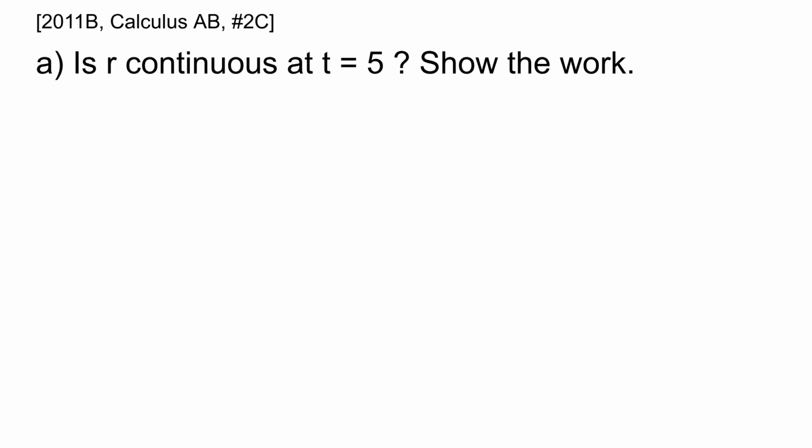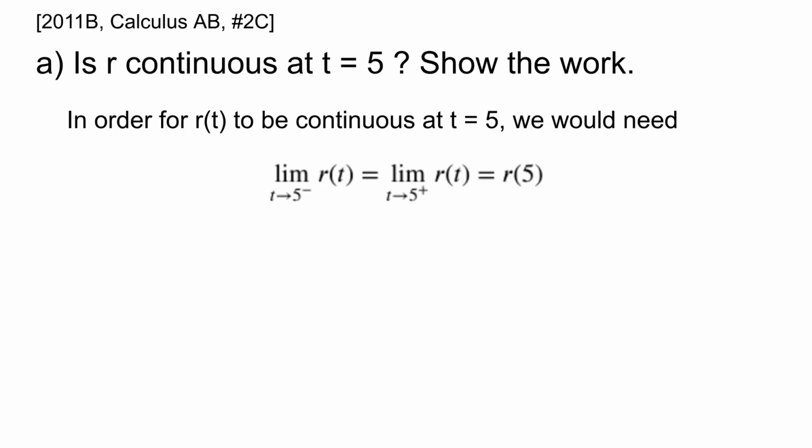In part A of this question, we are asked if r is continuous at t equals 5 and to show the work that leads to our conclusion. Now, in order for r of t to be continuous at t equals 5, we need the limit as t approaches 5 from the left of r of t to be equal to the limit as t approaches 5 from the right of r of t, and for both of those to equal the actual value r of 5.